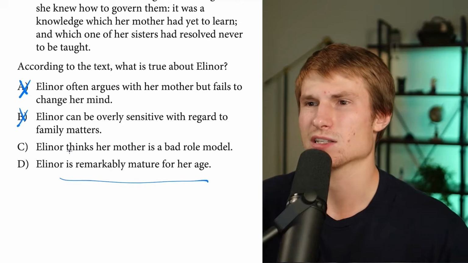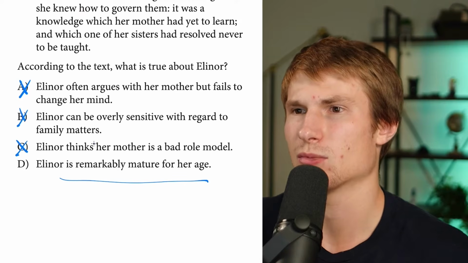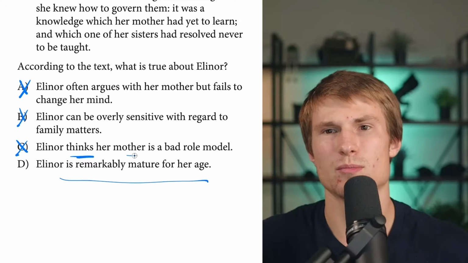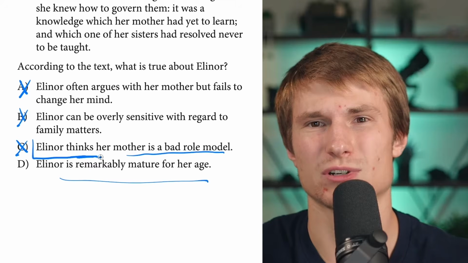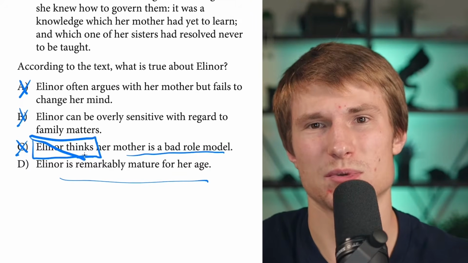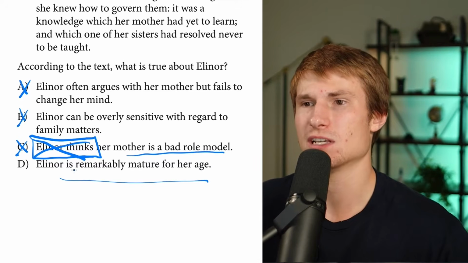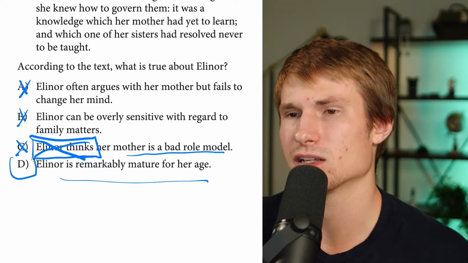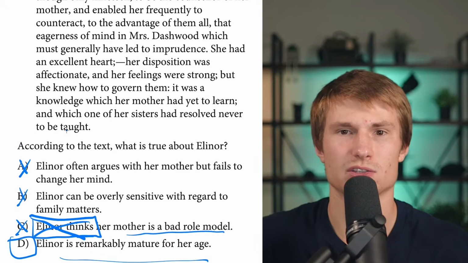We've got C, she thinks her mother is a bad role model. It doesn't say that she thinks her mother is a bad role model. Her mother may be a bad role model, and we may conclude that, but there's no textual support to state that Eleanor thinks that. So that'd be the problem with C, even though we as the audience may think that her mother is a bad role model. Then we have D, Eleanor is remarkably mature for her age. That's got tons of textual support. That's basically what that whole block of text is stating. So our answer would have to be D.